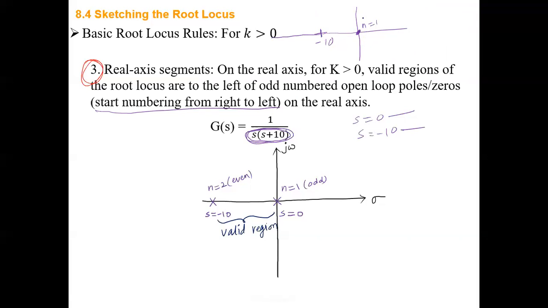So does your root locus pass through this, or through this? That's what I'm asking. Can you help me here? So you're saying it passes somewhere in between S equals 0 and S equals -10? Yes. This is n equals 2, right? So it always passes through the left of an odd number. But how about this guy? This is not the left of an odd number. This is the left of the even number. See that?